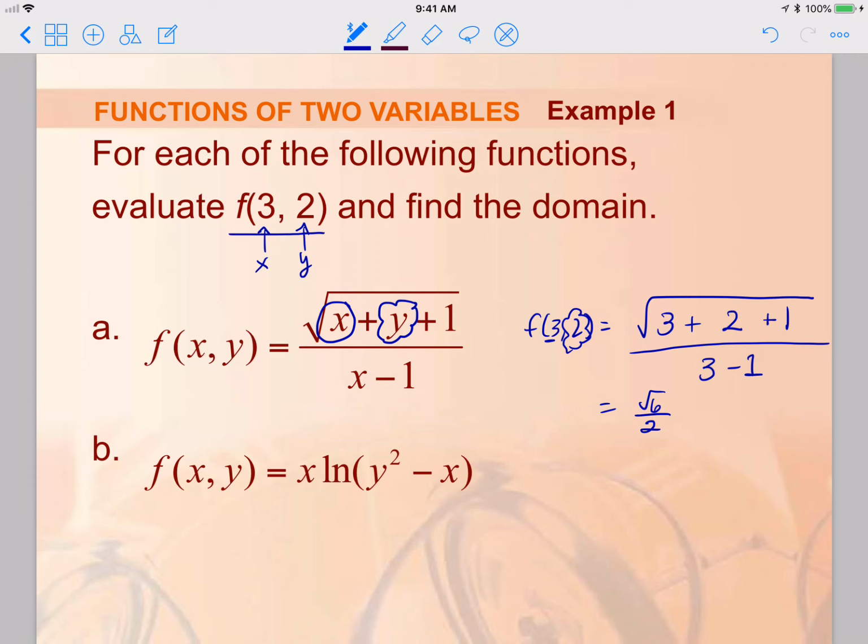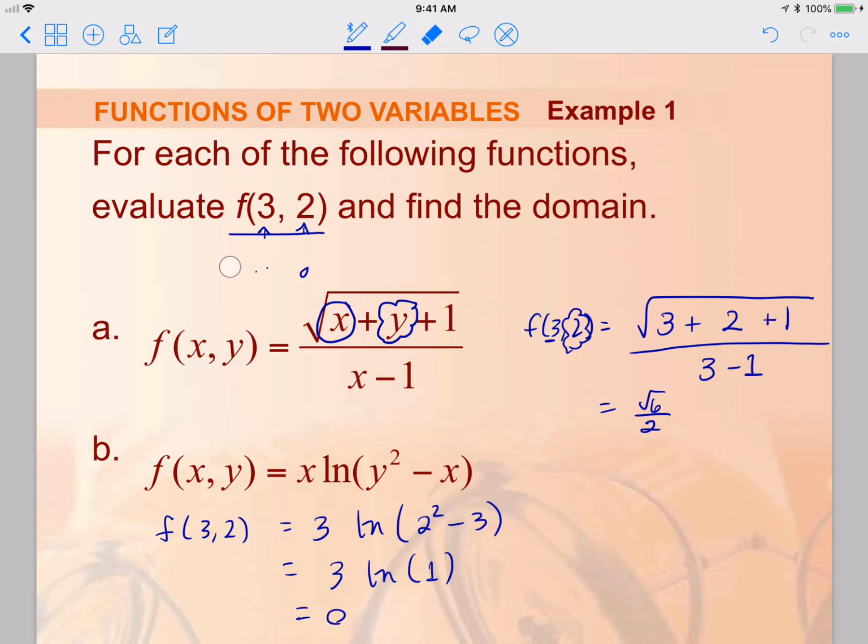Let's do it for b. So for here, f of 3, 2 is going to be 3 times the natural log of 2 squared minus 3. So that'll be 3 times the natural log of 1. But the natural log of 1 is 0, so that'll just be equal to 0. Okay.